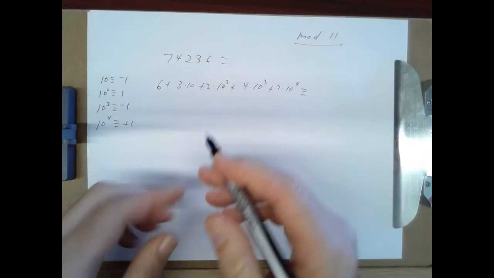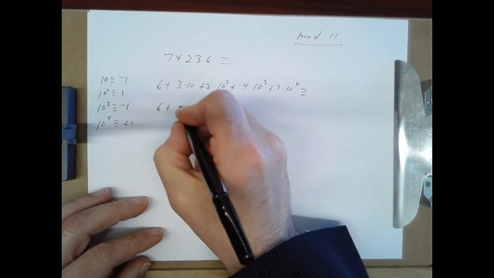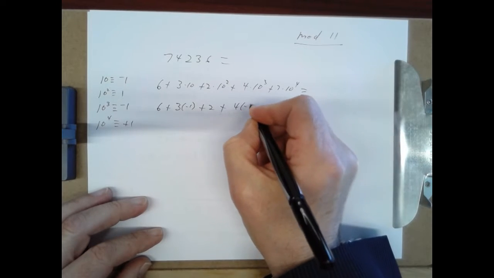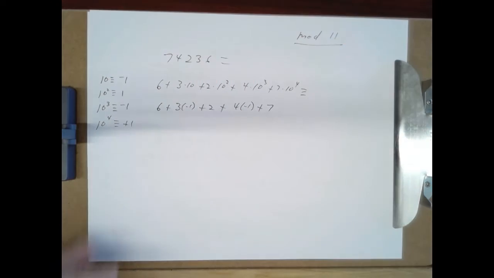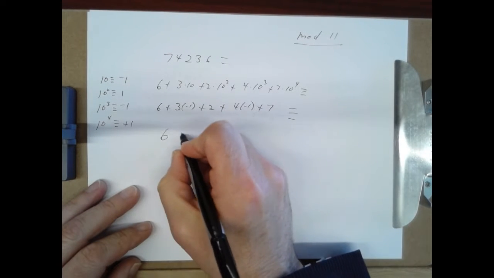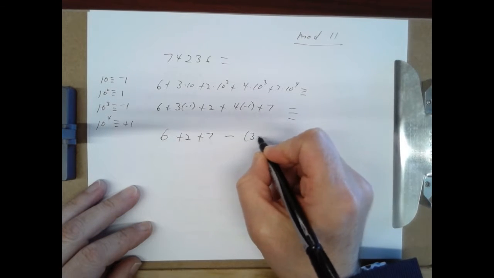So this original number, 74,236, is congruent to 6 plus 3 times -1 plus 2 plus 4 times -1 plus 7, which is congruent to 6 plus 2 plus 7 minus 3 plus 4.